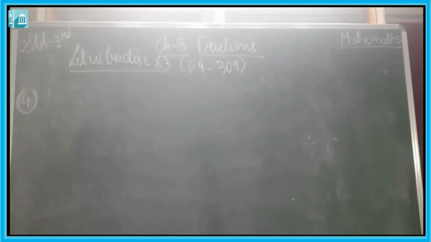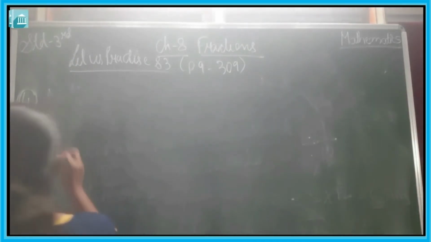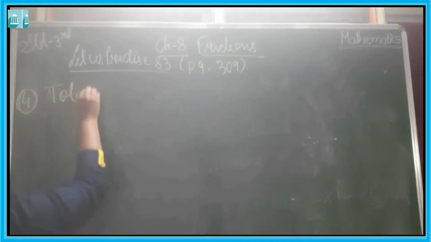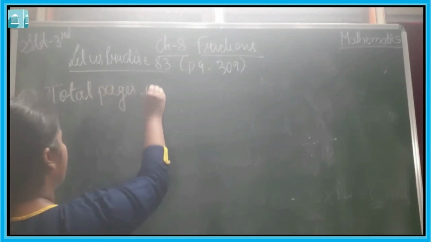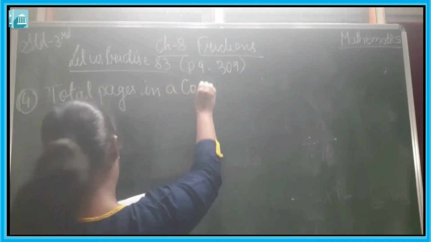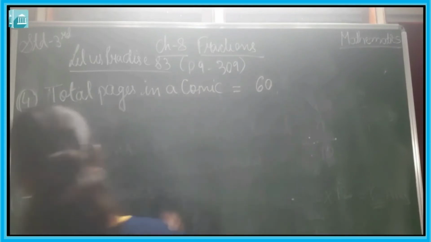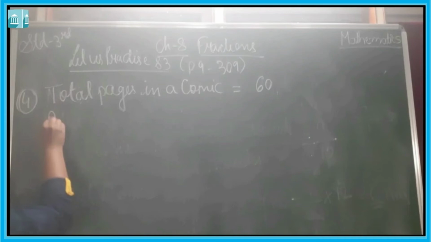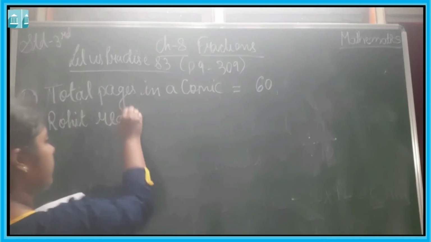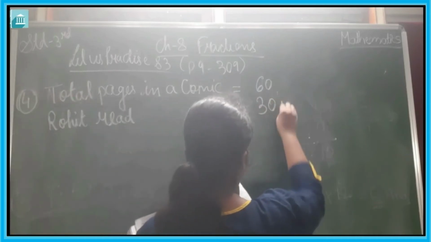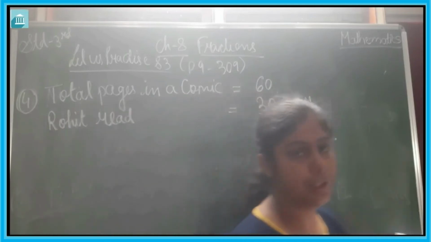Now, the next question. Fourth one. A comic has 60 pages. Means the total pages is given to you. Total pages in a comic is equal to 60 pages. Now, Rohit read 30 pages. Okay. Now, what fraction of pages did he read?